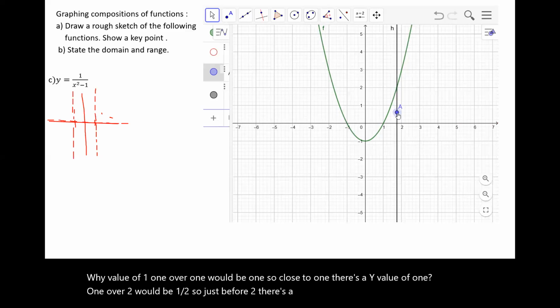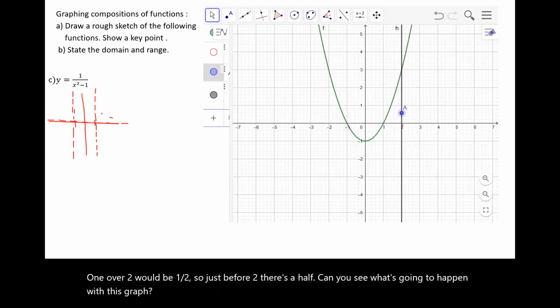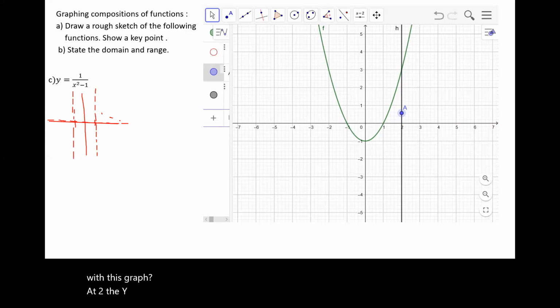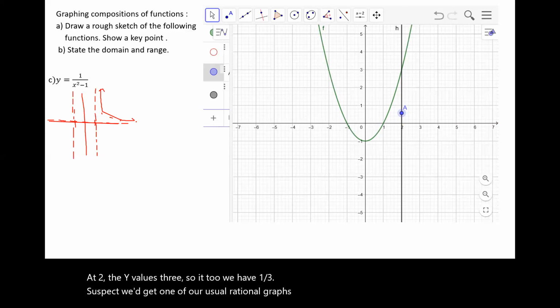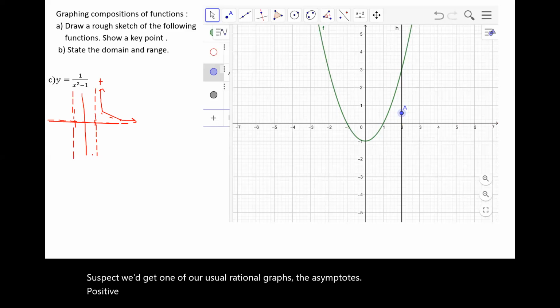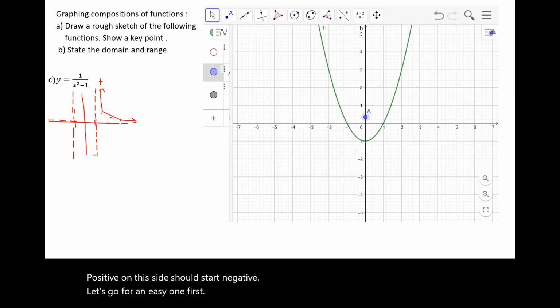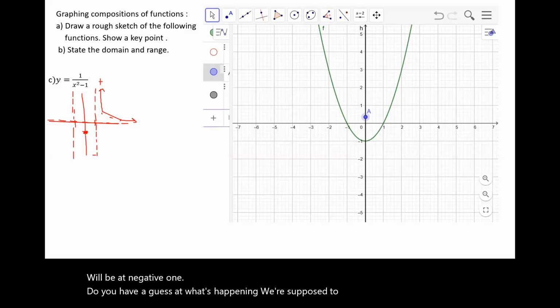Can you see what's going to happen with this graph? At 2, the y value is 3. So at 2, we'd have a third. Suspect we'd get one of our usual rational graphs approaching the asymptotes. Okay. Positive on this side, so it should start negative on the other. Let's go for an easy one first. 1 over -1. It'll be a -1. Do you have a guess at what's happening? We're supposed to start negative. We're supposed to go to this point.